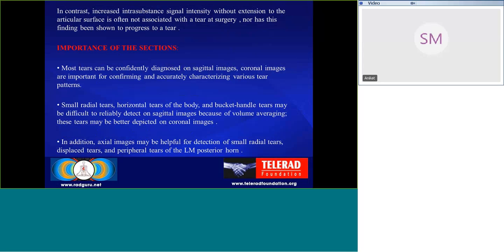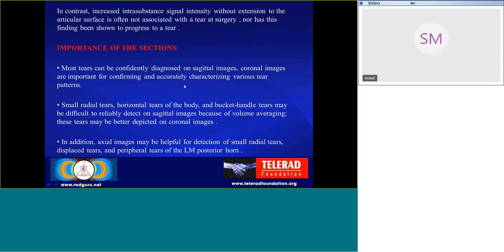In contrast, increased intrasubstance signal intensity without extension into the articular surface is often not associated with a tear at surgery, nor has it been shown to progress to a tear.